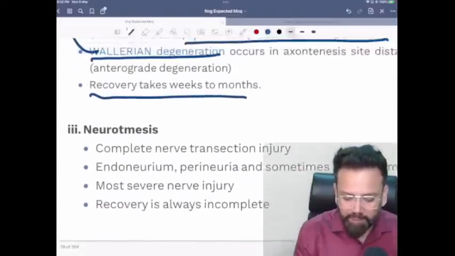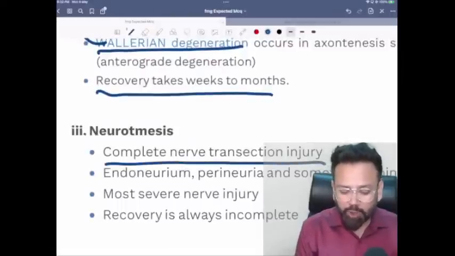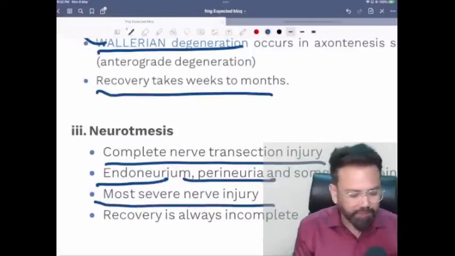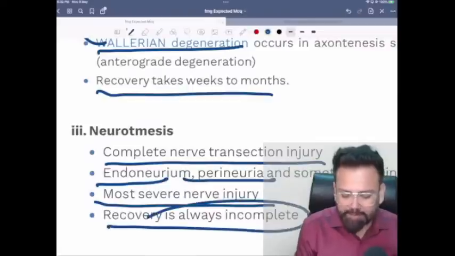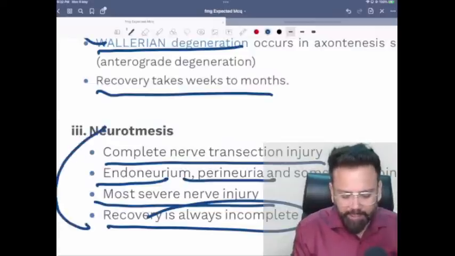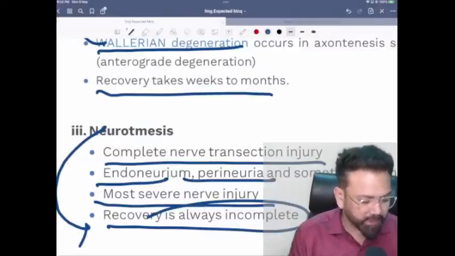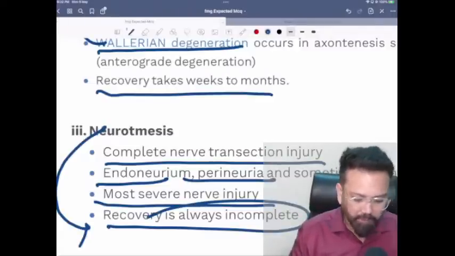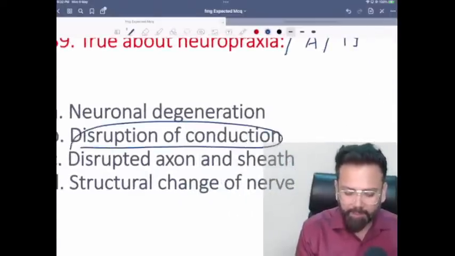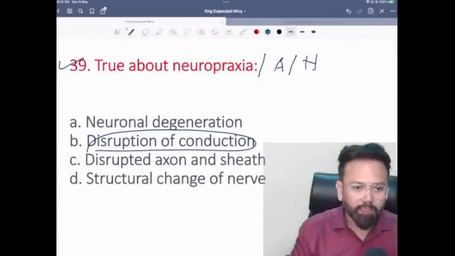And the worst type of injury is neurotmesis. Complete nerve injury. Endoneurium, perineurium, all are damaged. It is the most severe injury, and recovery is always incomplete. So only neurotmesis recovery is incomplete. The rest can all recover. It will take time, but they will recover. So in this question, in neuropraxia, only disruption of conduction happens. It is a physiological disruption, only physiological.